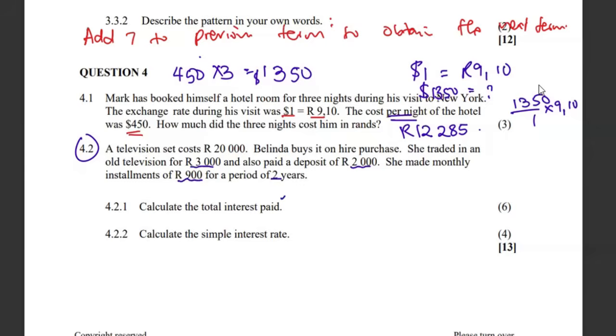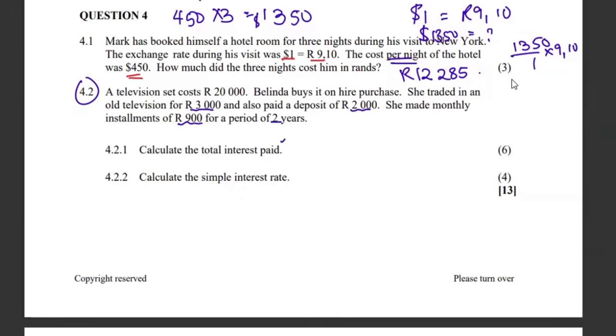Wow. Okay, so if Belinda decided to trade in this one, it simply means that out of the 20,000, she was supposed to pay, what's 20,000 minus 3,000? That's going to be 17,000. Okay, so in other words, this is what the TV is going to cost her from her pocket.